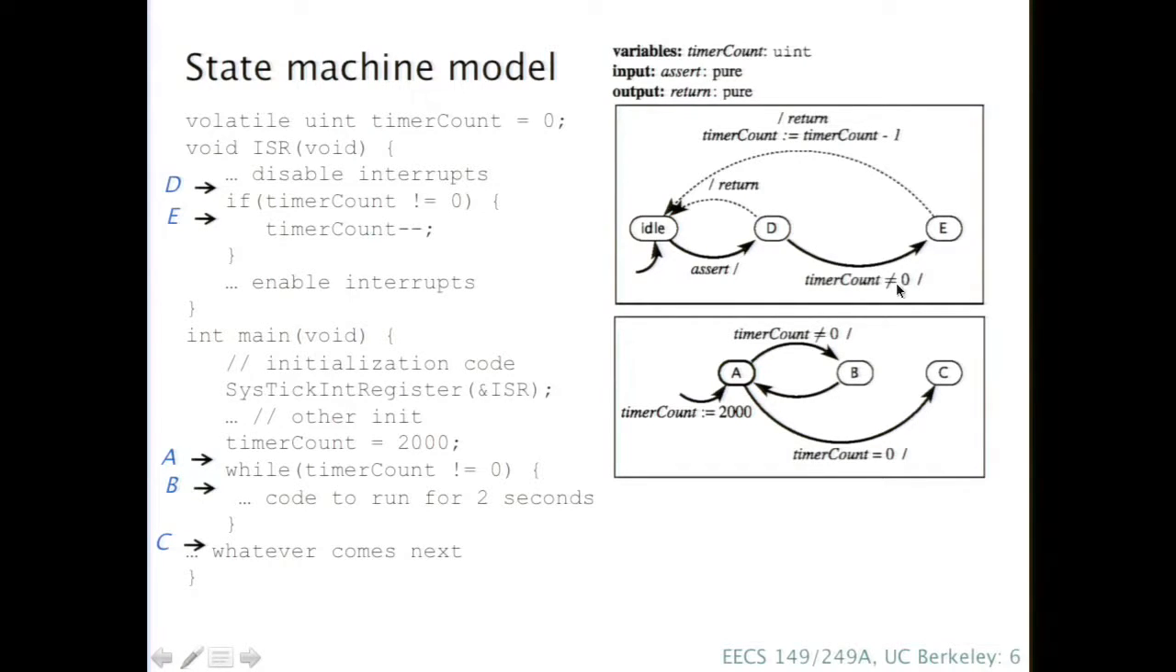If it goes to E, then it unconditionally, in the next reaction, decrements the timer count, issues the output return, and returns to the idle state. Does everybody understand the state machine describing the ISR? So how should I compose these? Should these be composed using synchronous composition? I see a couple of shaking heads.